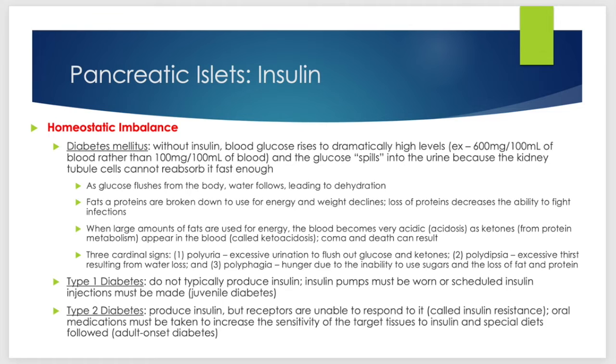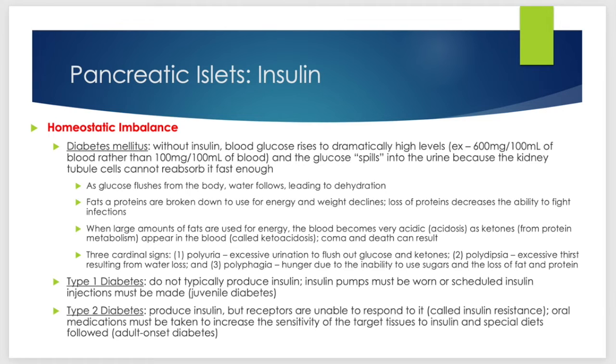There are 3 cardinal signs of diabetes. One would be polyuria, which is excessive urination. Your body does that to get rid of the excess glucose and ketones. Polydipsia is excessive thirst, and you would have that because of getting rid of a lot of water in your urine. And then polyphagia is hunger due to the inability to use the sugars that you're taking in and losing fat and protein. So there are 2 types of diabetes mellitus. There's type 1 and type 2 that we're going to talk about.